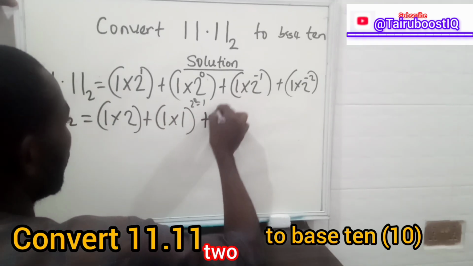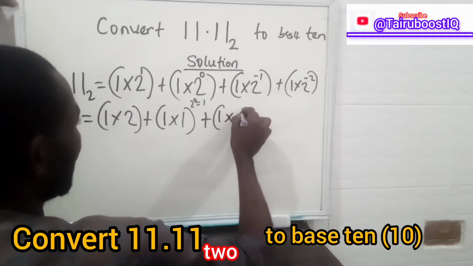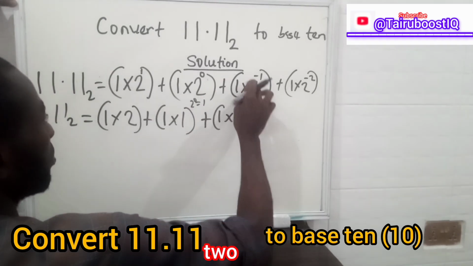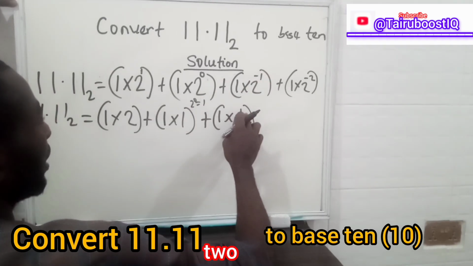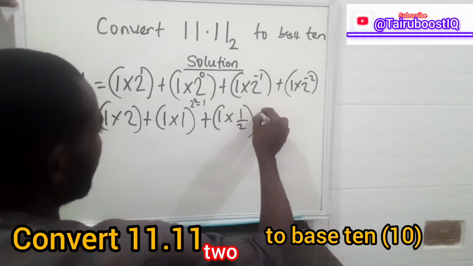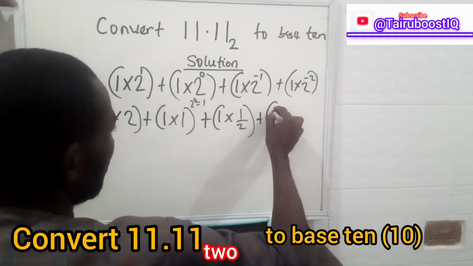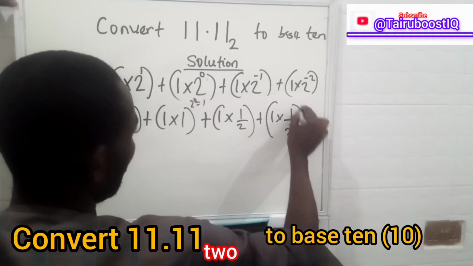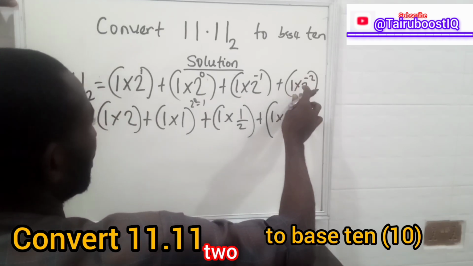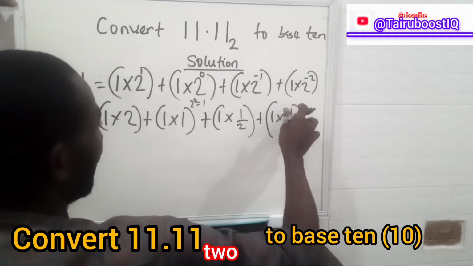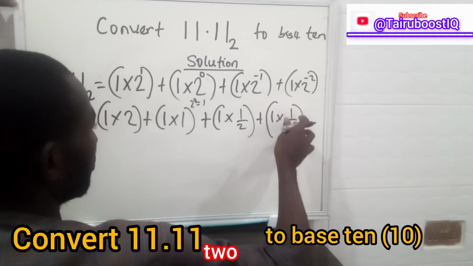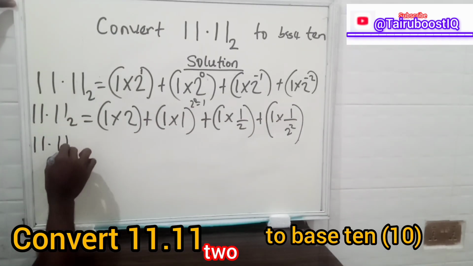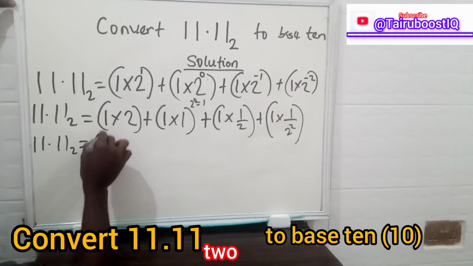Here we are going to have 1 times 1 all over 2 according to the law of indices. When we have 2 raised to power minus 1, you can write it as 1 all over 2, plus 1 times 1 all over 2 raised to power 2, also according to the law of indices. If you have 2 raised to power minus 2, you can write it as 1 all over 2 raised to power 2.